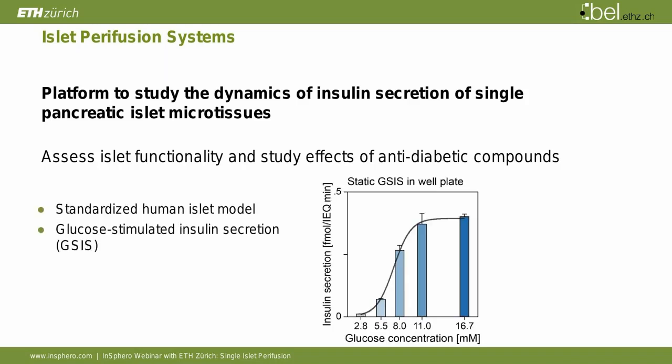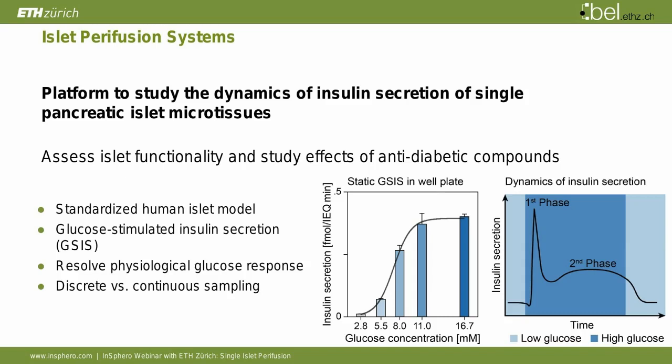We can not only use such an islet perfusion system to assess islet functionality, but also to study effects of antidiabetic compounds. And as we learned from Burcak's presentation, we now have access to a standardized human islet model that we can stimulate in glucose-stimulated insulin secretion assays. And you can see here a nice dose-response curve. But what we don't see is how dynamically islets are secreting insulin, which appears in 2 very distinct phases. Now, in order to resolve this dynamic insulin release, we need dedicated perfusion systems which allow for a continuous medium sampling from the islets.